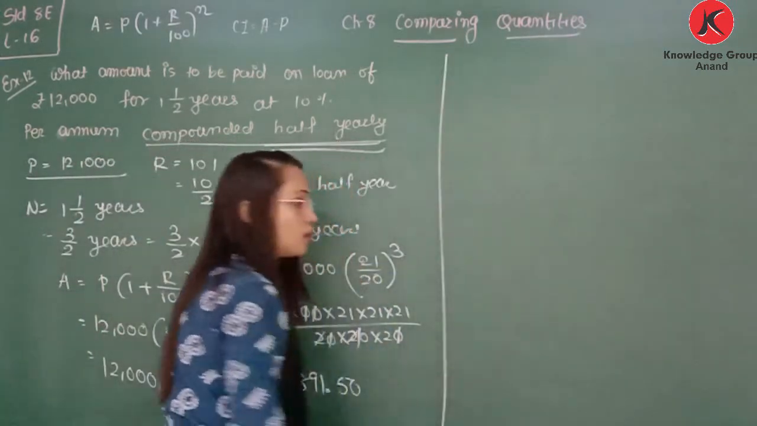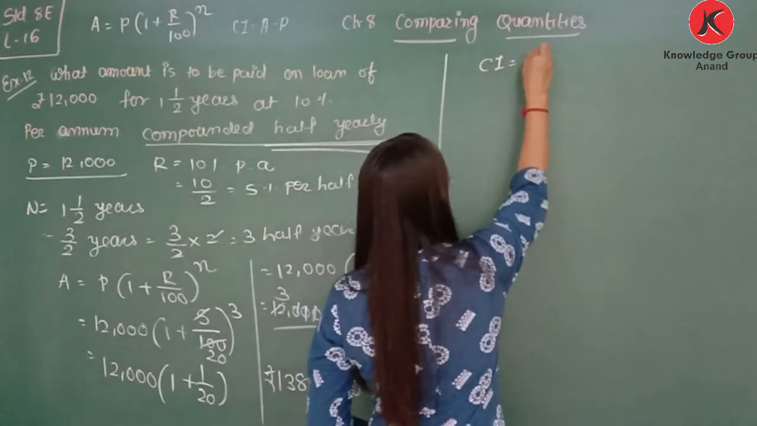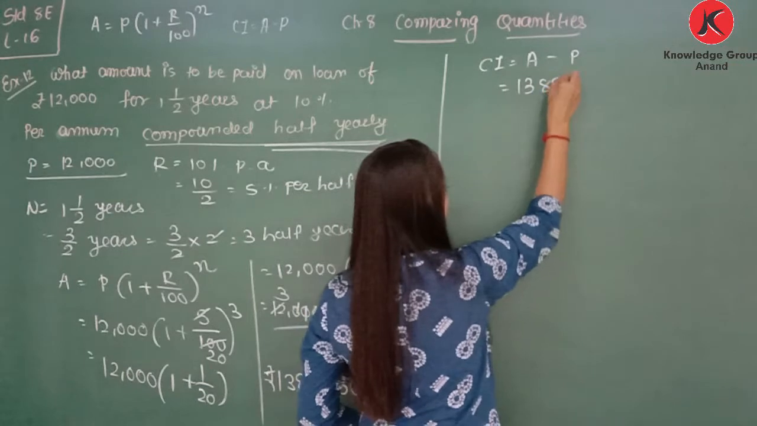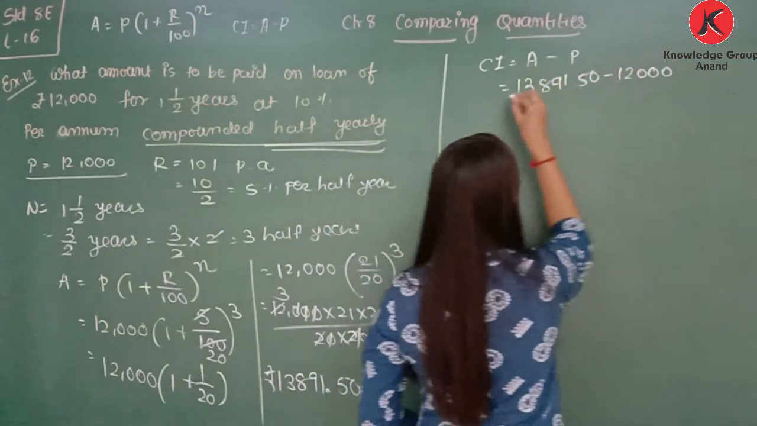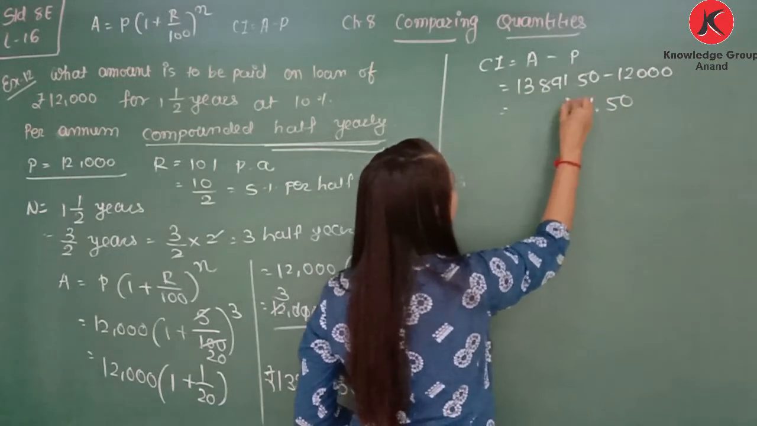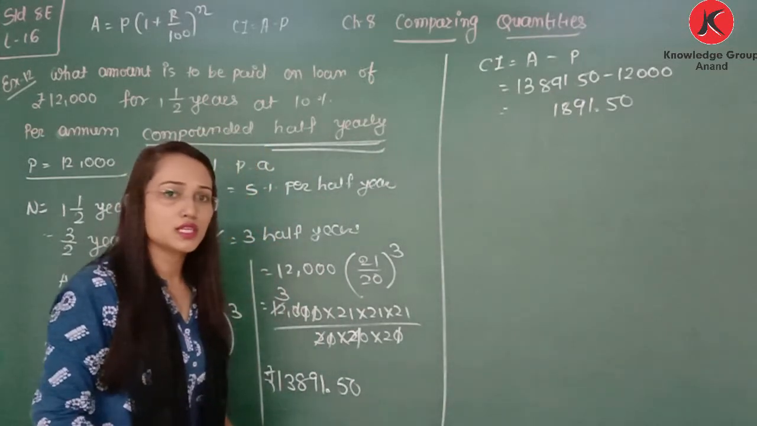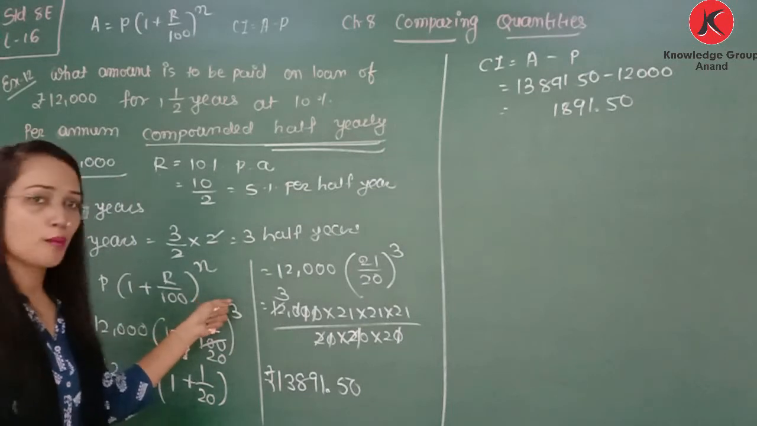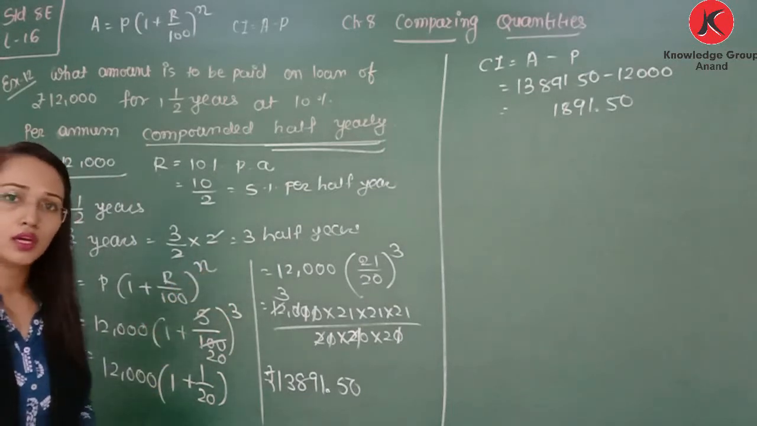Now we can find the compound interest. Amount minus principal value, that is 13,891.50 minus 12,000, so 1,891.50 rupees. That is the compound interest when it is compounded half yearly. You can check your answer by using the equation for simple interest.